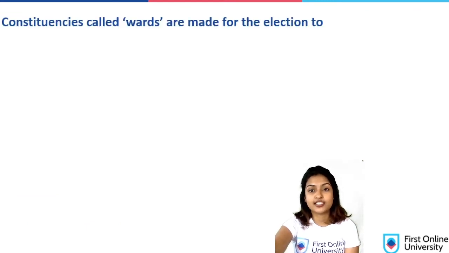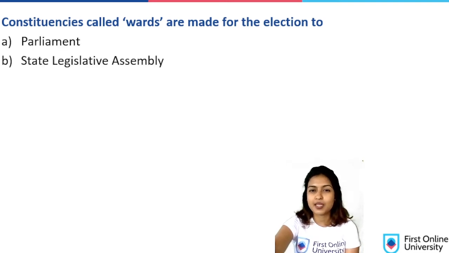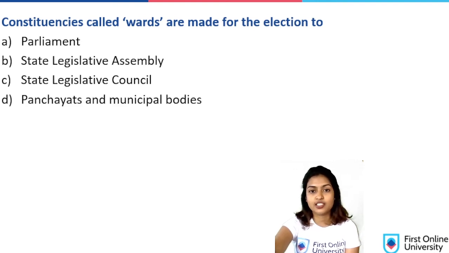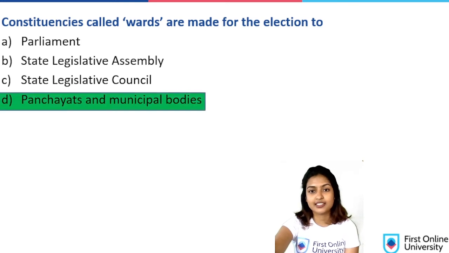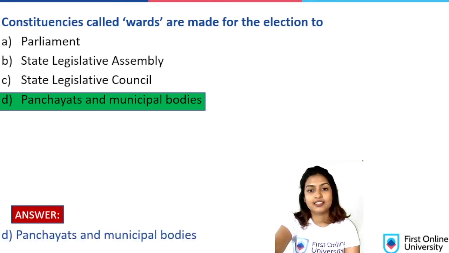Constituencies called wards are made for the election to A. Parliament. B. State Legislative Assembly. C. State Legislative Council. D. Panchayats and municipal bodies. The answer is Panchayats and municipal bodies. We've gone through this in the chapter, in the previous slides.